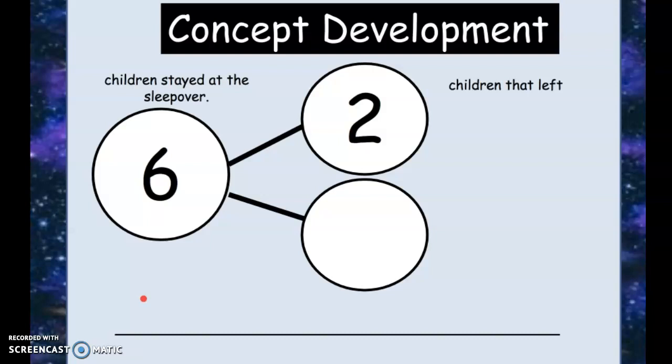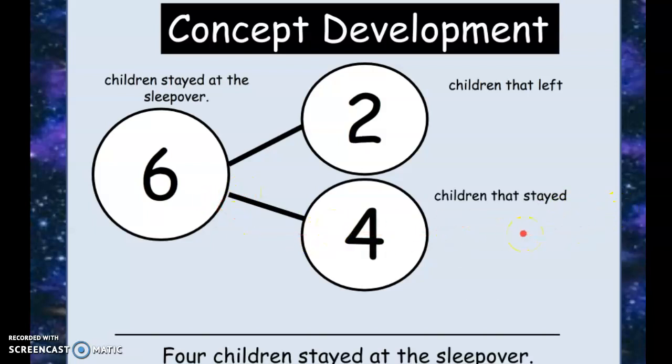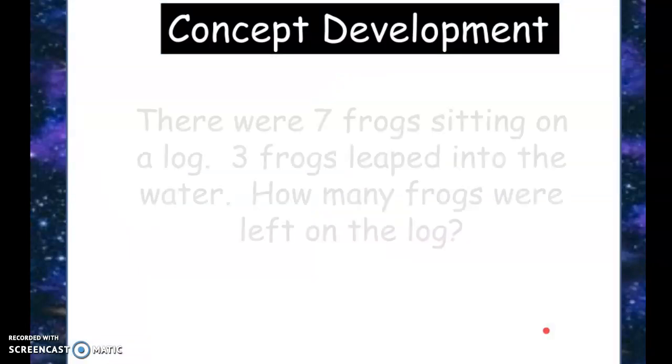2 children are the amount that left the sleepover. And 4 children were the amount of children that stayed for the sleepover. So 4 children stayed at the sleepover, and your number sentence looks like this right here. And a number sentence is like a regular sentence in that you can read it. Let's read this number sentence. 6 minus 2 equals 4. And that just represents your work.